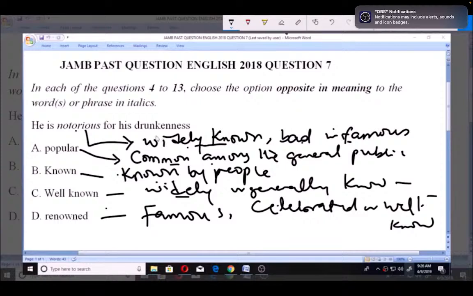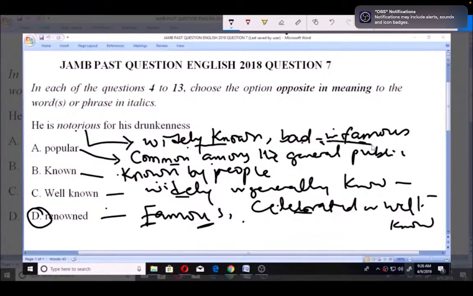But where we can fish out the differences is in well known for what? Here you are well known for something that is good. It is renowned. You are well known for something that is bad. It is notorious. So the right option here should be D, because here you're well known, and you're celebrated because you're well known for something good. But notorious, you're widely known, but bad and infamous.